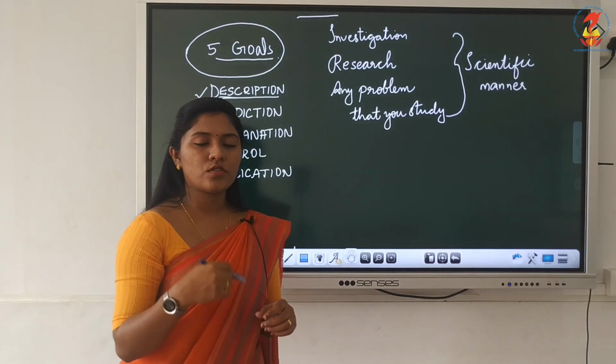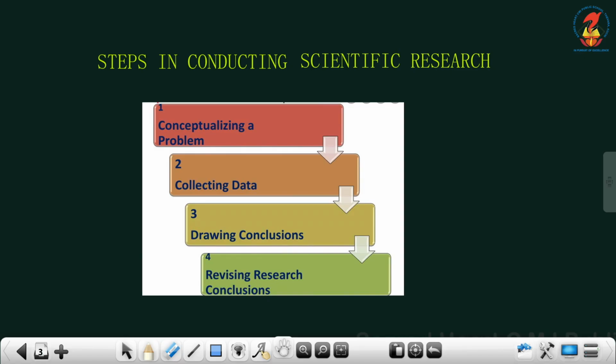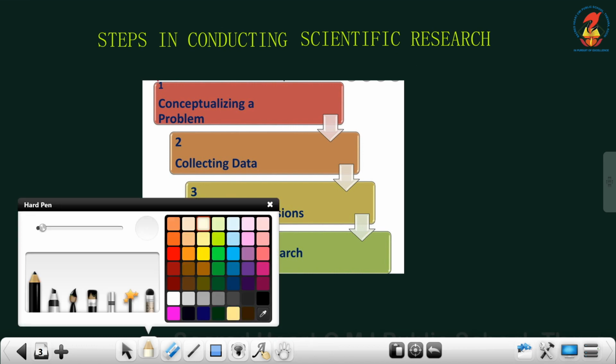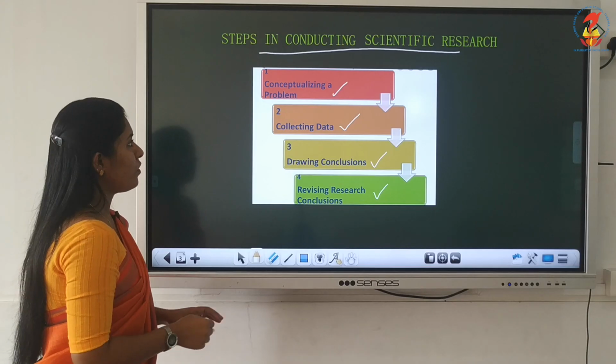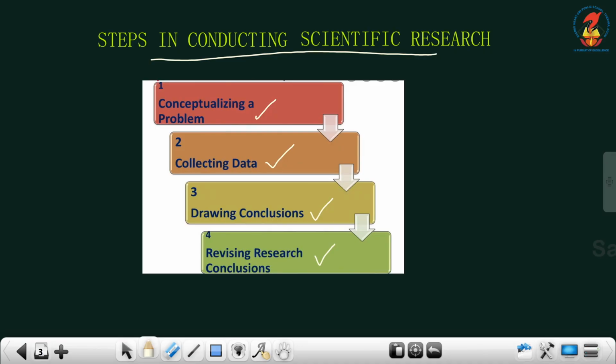Now let us move on to our next topic, that is steps in conducting scientific research. There are four steps in conducting scientific research. First one, conceptualizing a problem. Second one, collecting data. Third one, drawing conclusions. And the fourth one is revising research conclusions. Now let us discuss one by one. First one, conceptualizing a problem.